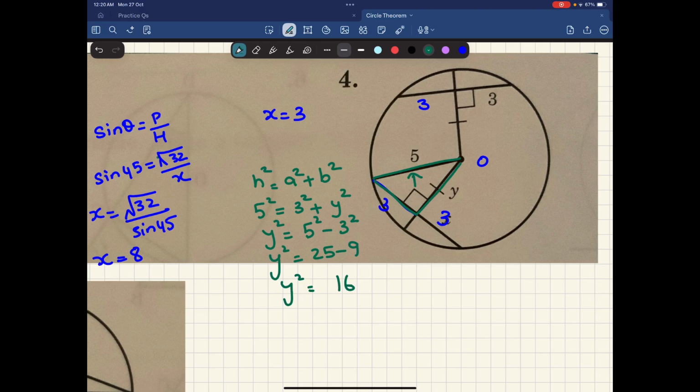To cancel out the square, we're going to take square root of both the sides. Okay, so y is equal to 4. Generally with a square root, we always add a plus minus, but because this is a length, and a length cannot be negative, we are just going to take the positive value of y. Okay, so y is equal to 4 using Pythagoras.